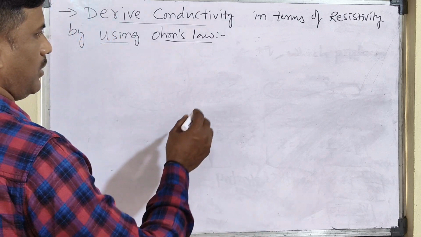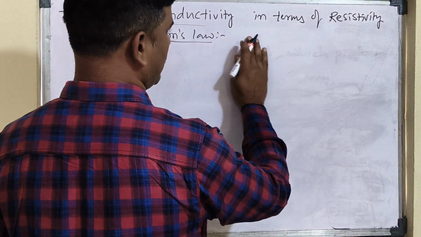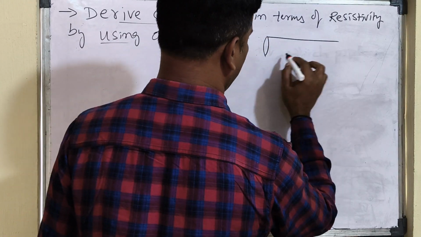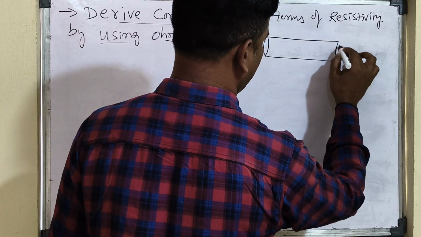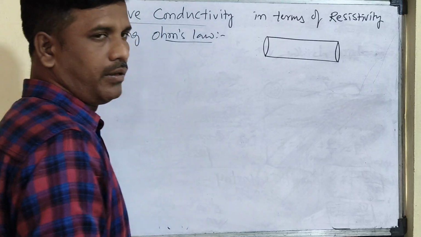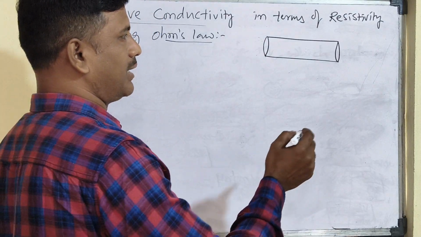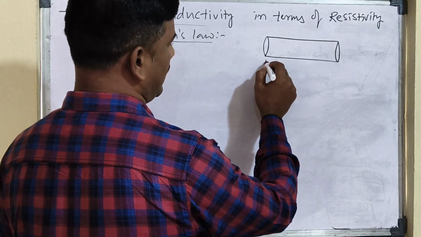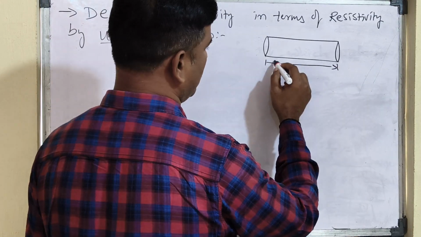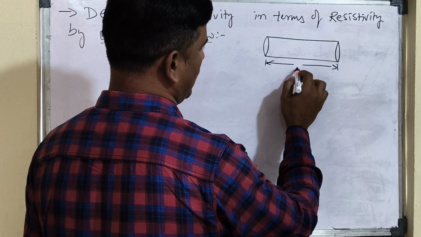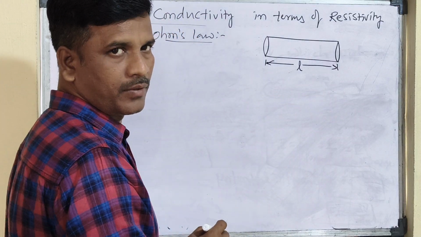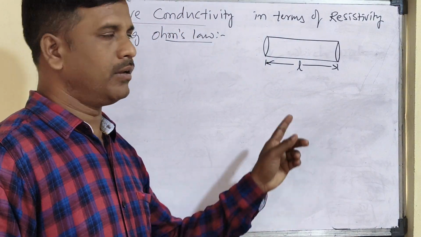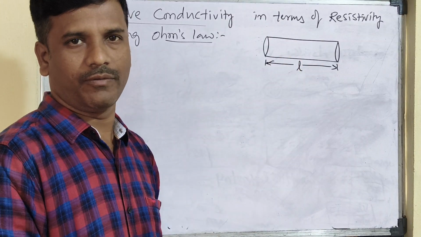Now, we already know this, consider a conductor of length L. Consider a copper wire or aluminum, a good conductor. Its length is L. Now here, as basic information, any conductor has a large number of free electrons.